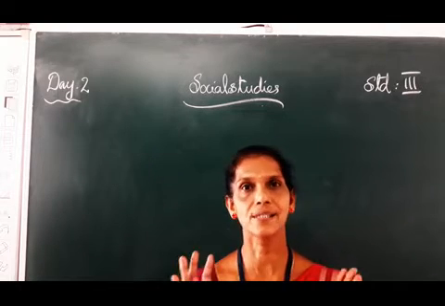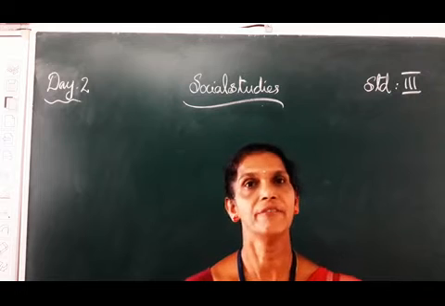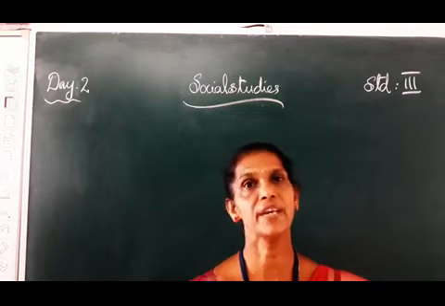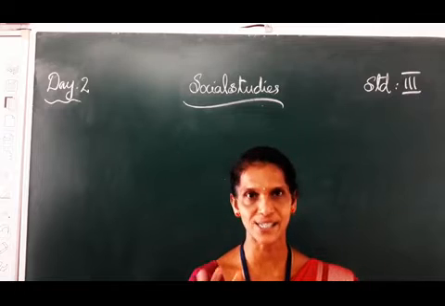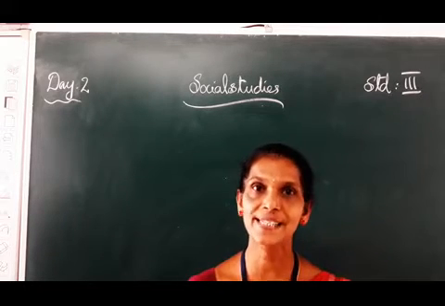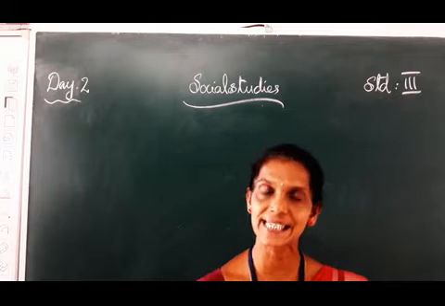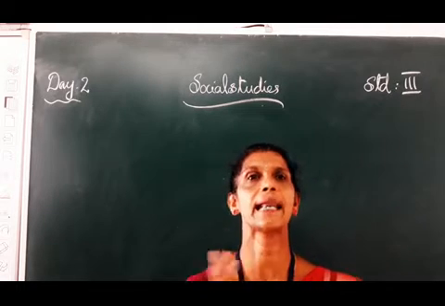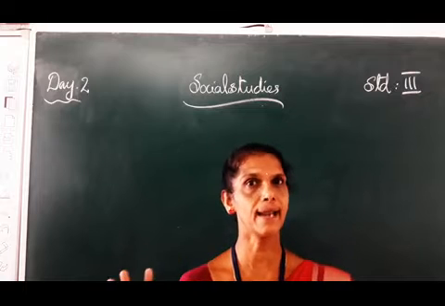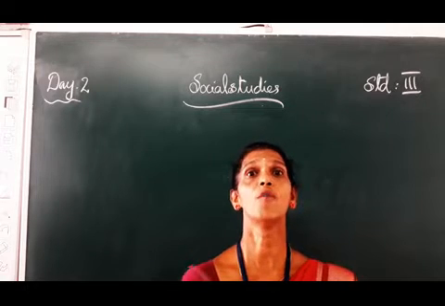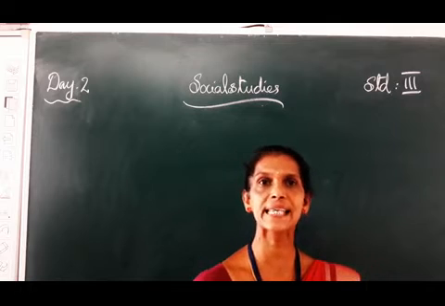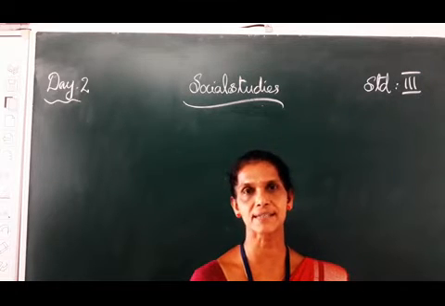And see children, as a globe is small, we cannot show all the details on a globe, isn't it? So what do we use? We can use a map in order to get detailed information, location, different places. That also we have seen and studied in the previous class.